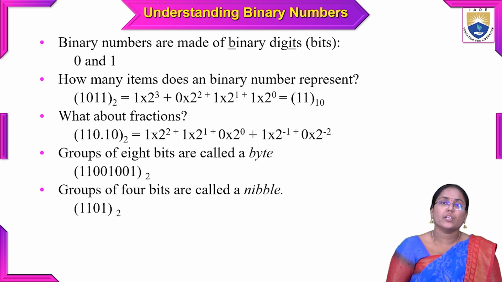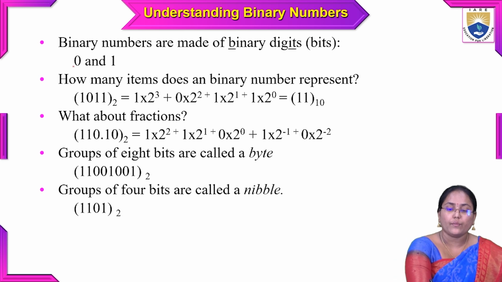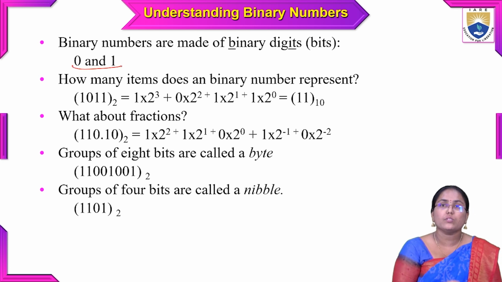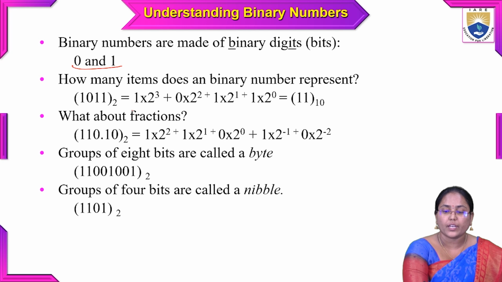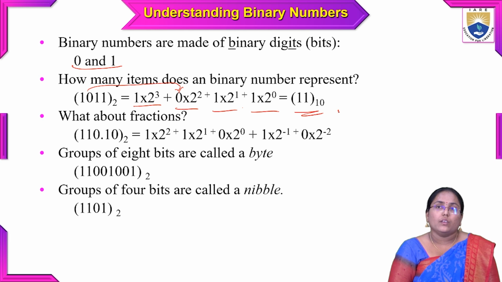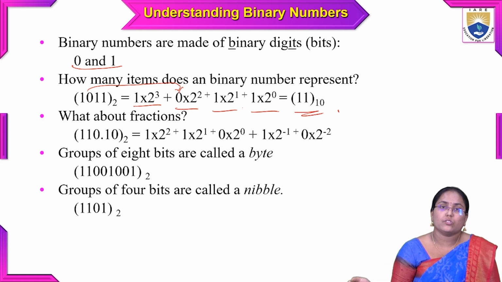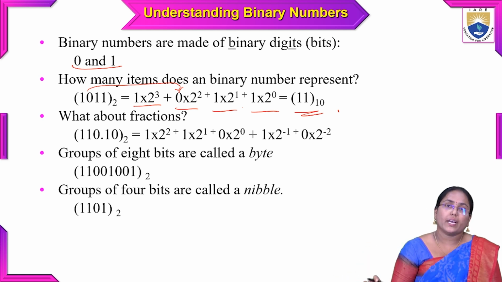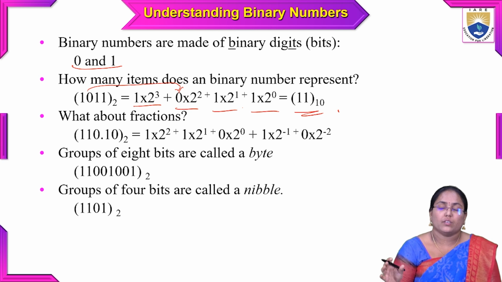And binary numbers, we already know that they have only 0 and 1 values. So, for example, 1 into 2 to the power of 3, 0 into 2 to the power of 2, next 1 into 2 to the power of 1, 1 into 2 to the power of 0. And you can write it as 11 to the base 10 also. Again coming to the fractions, it will be 2 to the power of minus 1, 2 to the power of minus 2. Once you add up everything, you will get the decimal number again.